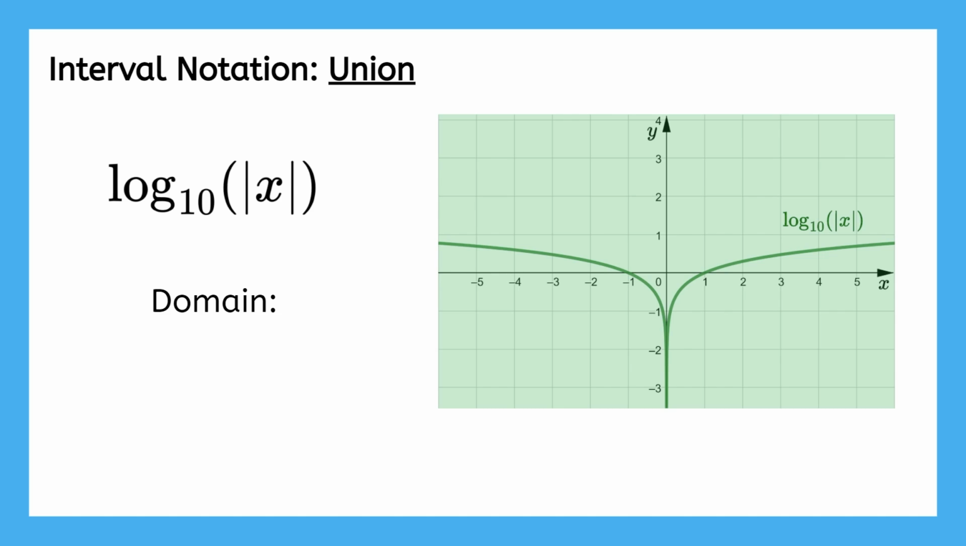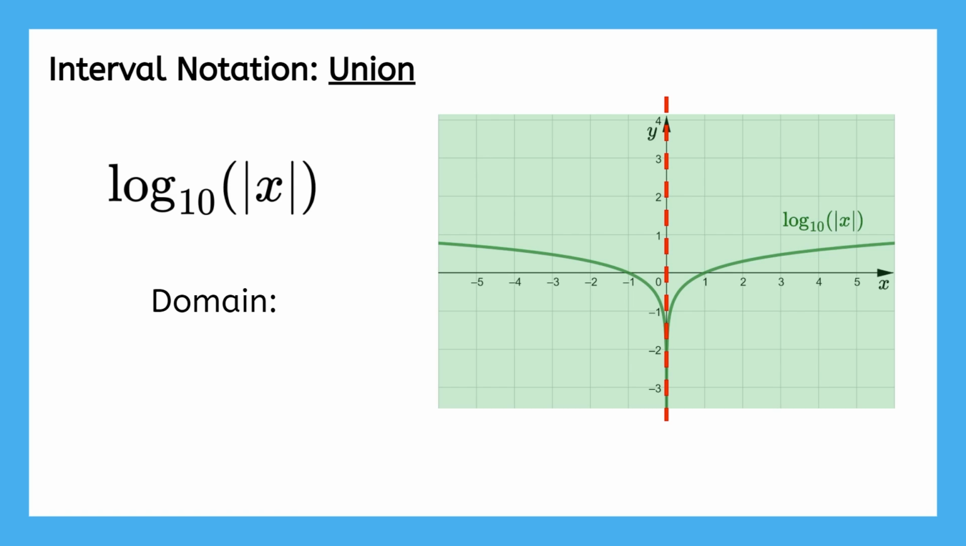But the absolute value of 0 is still 0, which is still a problem inside of a log. Take a look at the graph. We still have an asymptote at x equals 0. That means 0 is now the only number that's not in this domain.